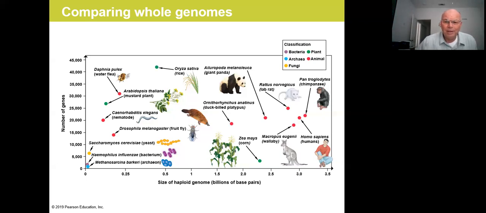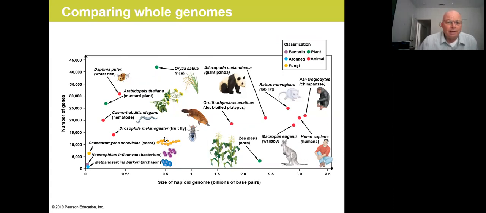So what do I mean by that? Well, look at the size of the corn genome. It's getting up to about 2.5 billion nucleotides. So it's getting up into the same range as ours. Yet, is a corn plant as complex as a human? Would you argue that? Would you argue for that? Would you argue against that? How would you argue around that?